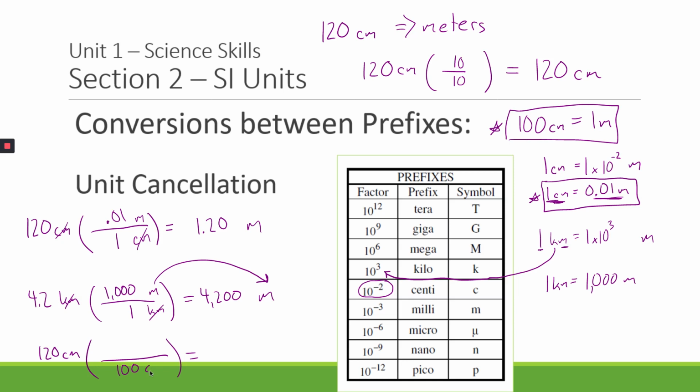100 centimeters in 1 meter. These cancel, so that's correct. 120 times 1 is 120, divided by 100 is 1.20 meters. Works either way. Just depends on if you're using this chart or not.